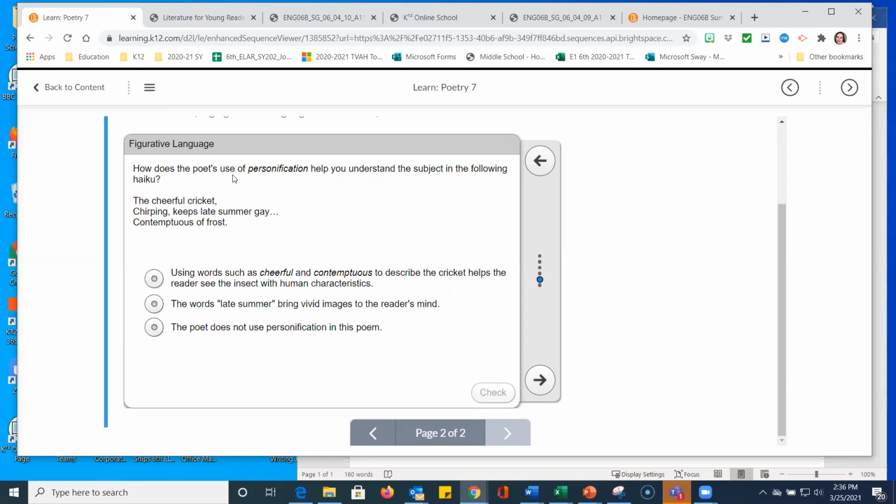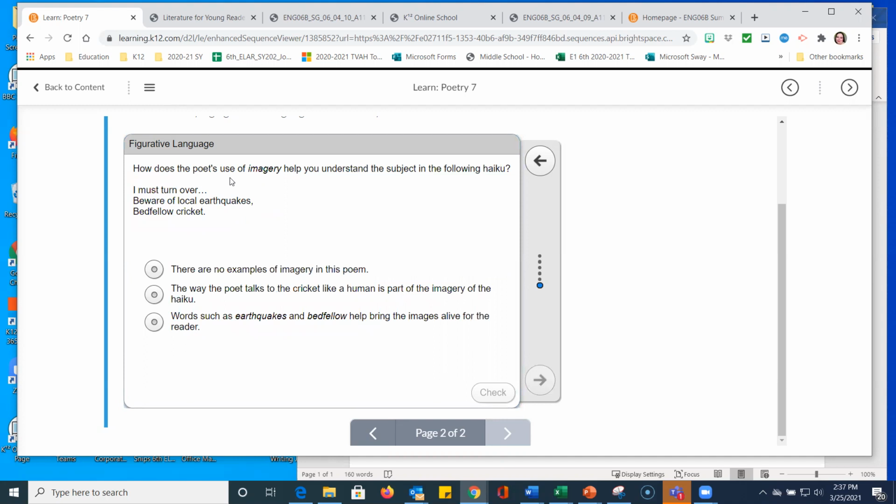Number 5, how does the poet's use of personification help you understand the subject in the following haiku? The cheerful cricket chirping keeps late summer gay, contemptuous of frost. A, using words such as cheerful and contemptuous to describe the cricket helps the reader to see the insect with human characteristics. B, the words late summer bring vivid images to the reader's mind. Or C, the poet does not use personification in this poem. Click on your answer, check your answer, copy and paste the question, correct answer, and explanation into your review document.